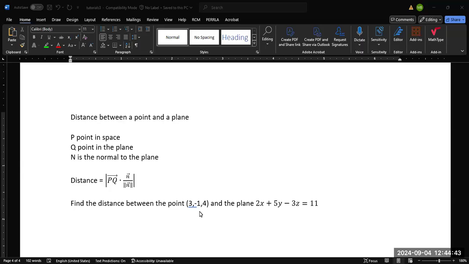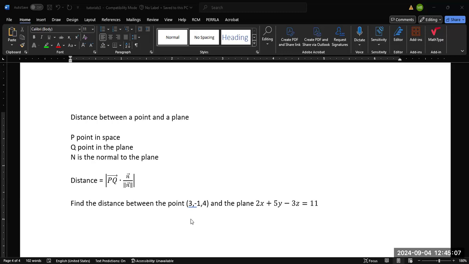All right, so in this video, we're going to be looking at how to calculate the distance between a point and a plane in 3 dimensions. So we have a point in space. This is the point P. In this example, 3, -1, 4. And we have a plane that's provided to us, 2x plus 5y minus 3z equals 11.